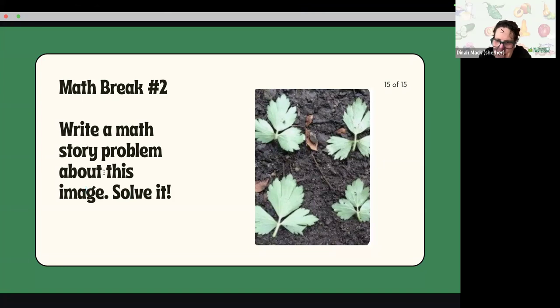We got one so far. You have four parsley sprigs. There are three leaves, Emily, on each sprig. How many total leaves do you have? That's great.